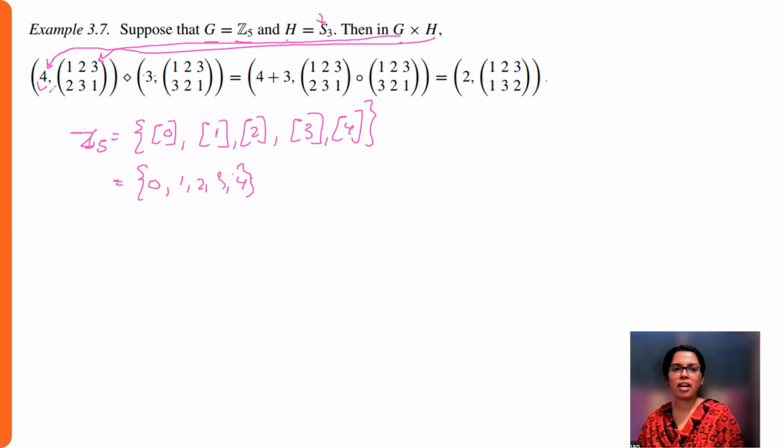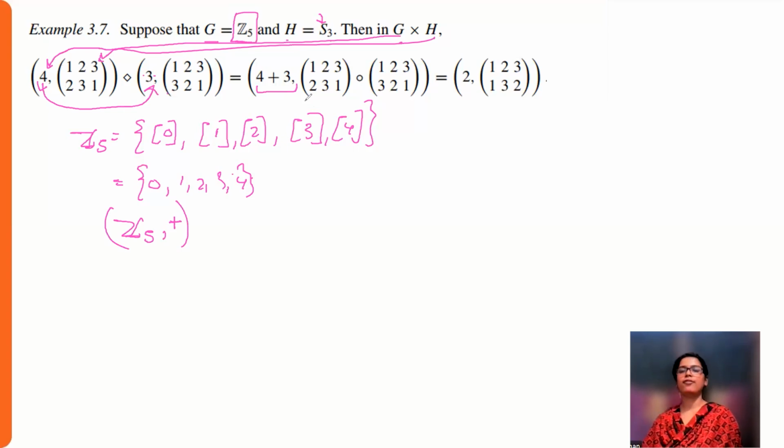Now, if you want to define the composition, on Z5 we know which operation is defined. We have the addition operation defined, which forms a group. So for that, this 4 will be added to 3. So in the resultant element, we are getting 4 plus 3. So 4 plus 3 is what? 7, right? But since we are talking about Z5, we will divide 7 by 5 and see that the remainder we are getting is 2. So this 7 will belong to the 2 class.